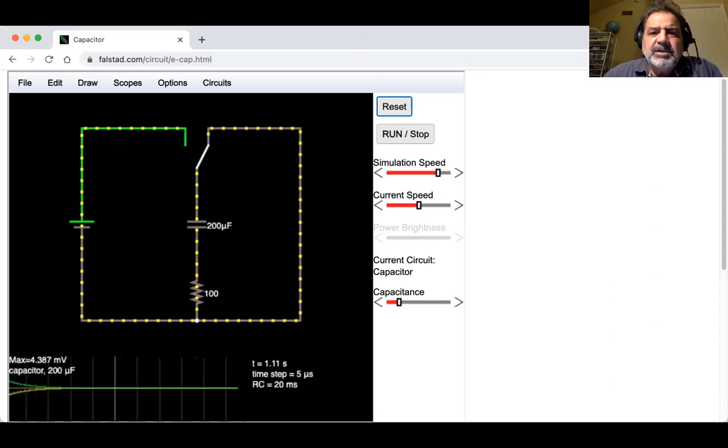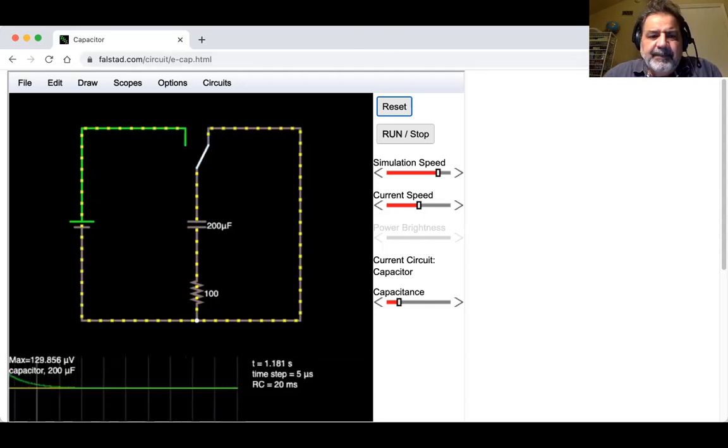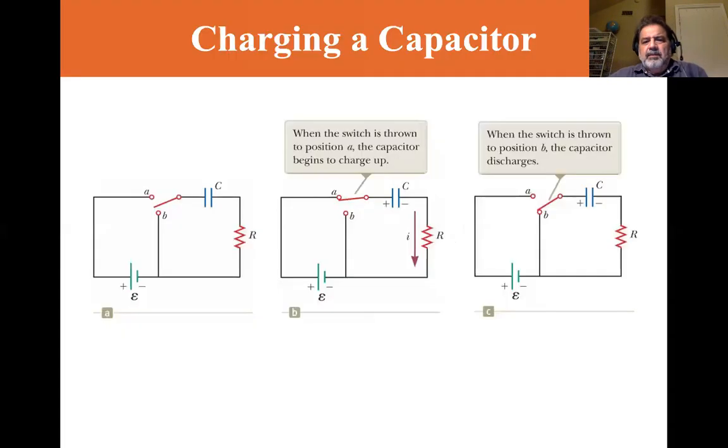Let's switch the share to the PowerPoint. And so we've got a very similar circuit, with positions A and B. When the switch is thrown into position A, the capacitor begins to charge up. And if you wait long enough, several time constants, the current will stop flowing.